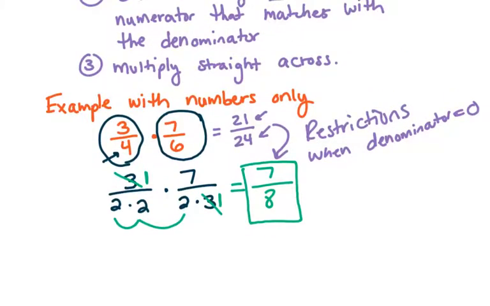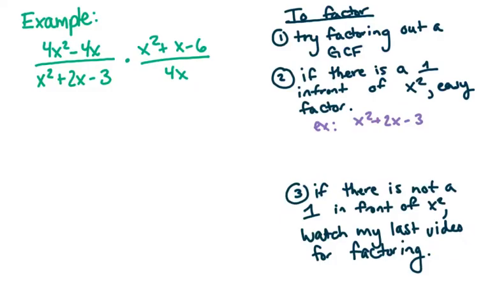All right, so let's look at an example where now we're adding variables into it. I got real crazy real quick, right? Here's my expression. I have this fraction times this fraction, and my first step is going to be to factor. In the first video that I did in 7.1, I showed a factoring method that will work for pretty much anything, but it does have a few more steps to it than are necessary.